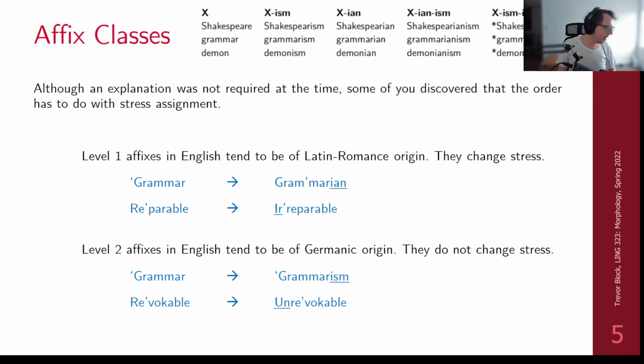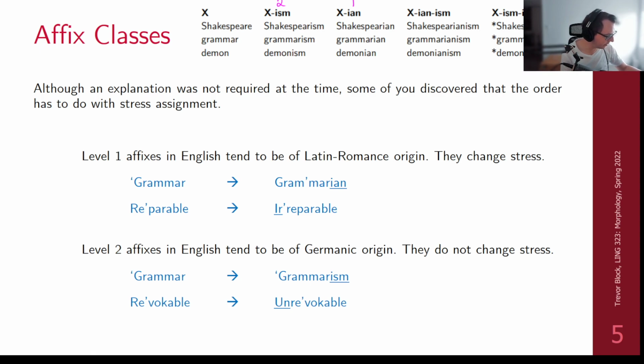So we have our data set up there to remind ourselves, but really what's interesting is the affixes. So let's take a look. And remember, ism is level 2 and Ian is level 1. Level 1 affixes tend to have a certain origin, actually. They tend to come from Latin or Romance languages, which is interesting. And almost all of them change stress. So these are the characteristics of level 1 affixes.